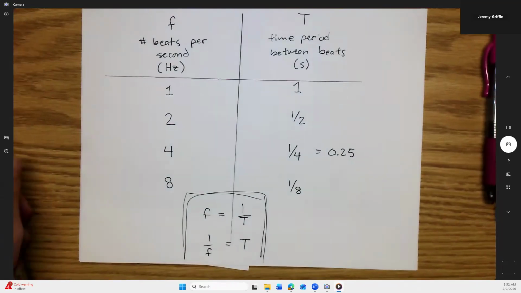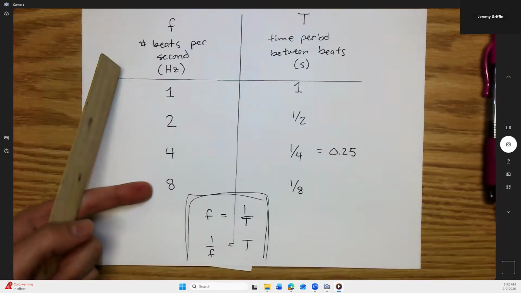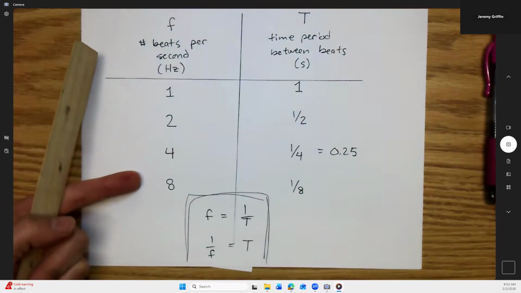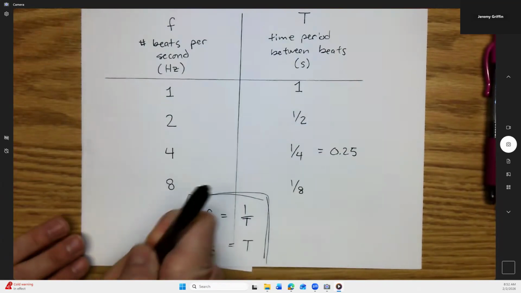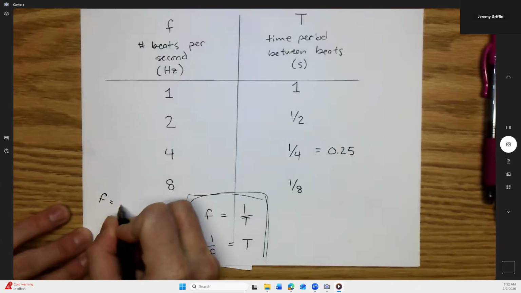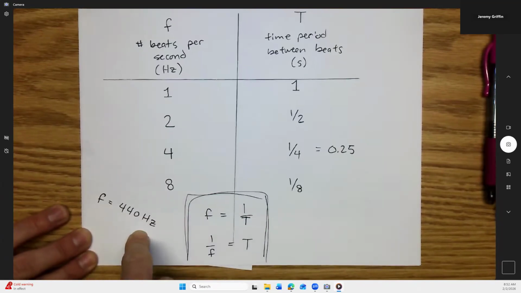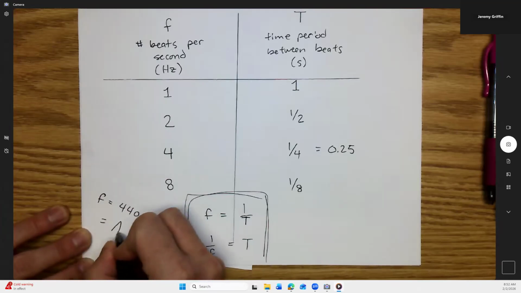How about this? Guys, what if I kept ramping up the number of beats per second, the frequency in hertz, until I get to a frequency of 440 hertz? I'm just making something up here. Would your brain even be able to distinguish the beats at that point? Or would it sound like a hum? Yeah, like a hum. That might correspond to a musical note. Guess what musical note that is? Yeah, it's an A note.